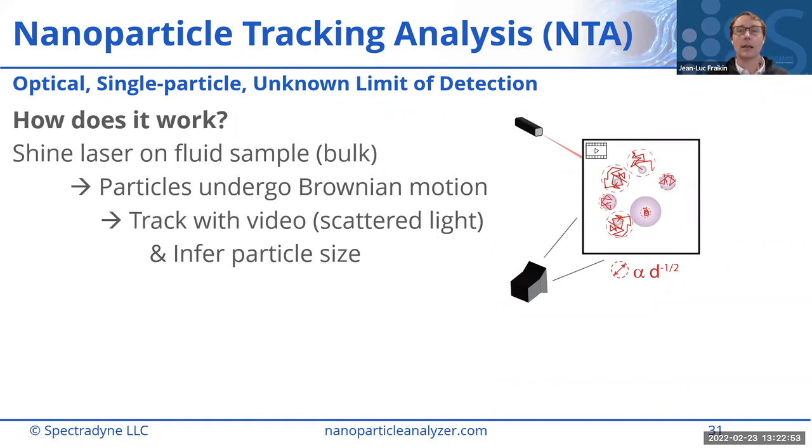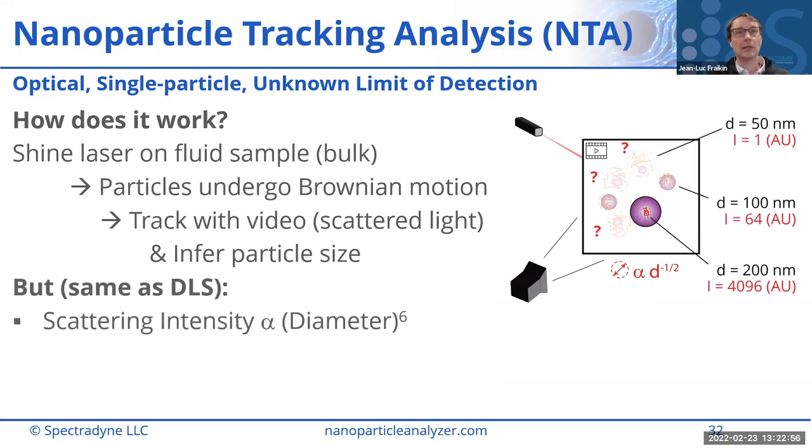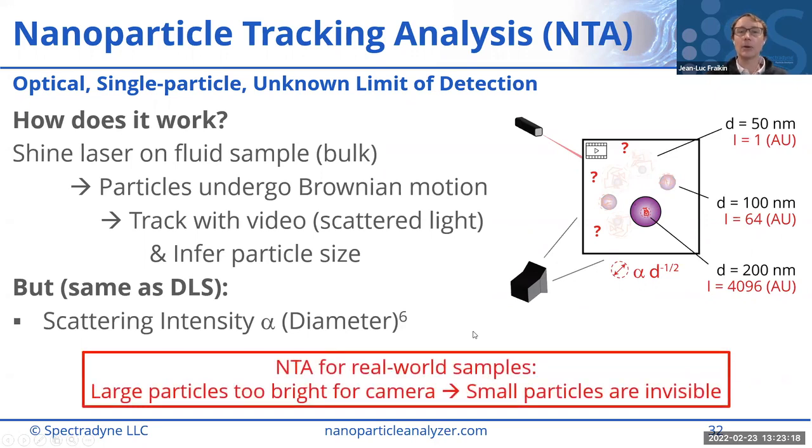So that's good, but there are similar limitations here because we're looking at scattered light. Again, the scattering intensity is proportional very strongly to the diameter of the particle, to the 6th power of the diameter. What that means is that in these videos, the smallest particles are very, very dim relative to the larger particles in the sample. And ultimately, in real-world samples, the large particles are too bright for the camera relative to the small ones, and we miss the small particles. I'll show you an example of that in a second.